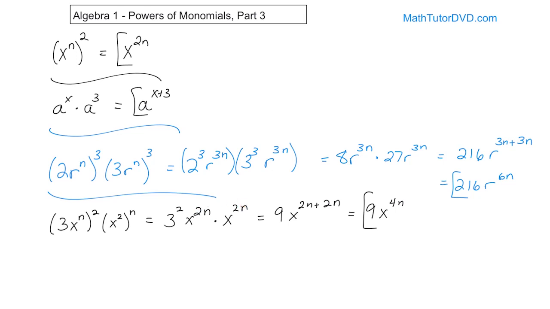Well, we know that 2n plus 2n is 4n. So the same rules of algebra apply. It's just that sometimes when you have something that looks slightly different, you have to have the confidence to know that you're doing the right thing.